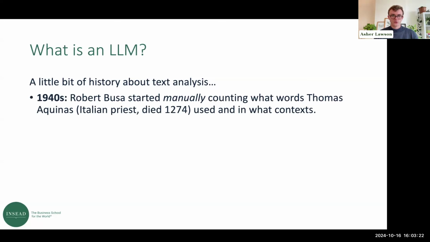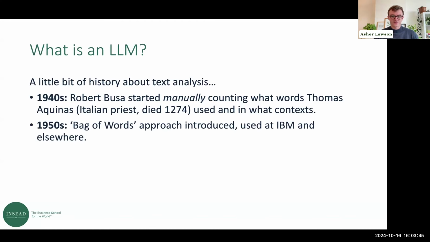Where an Italian priest called Roberto Busa did arguably the first version of natural language processing, where he just manually counted what words were used by Thomas Aquinas and in what contexts they were used. He ended up collaborating with IBM on some of the first automated text analyses, but really the history of NLP can be traced more or less back to this point. But so in the 1950s, they built on this approach with something called bag of words, which has then been used in many different innovations since.